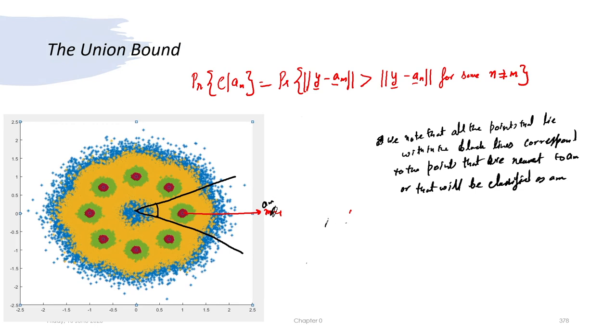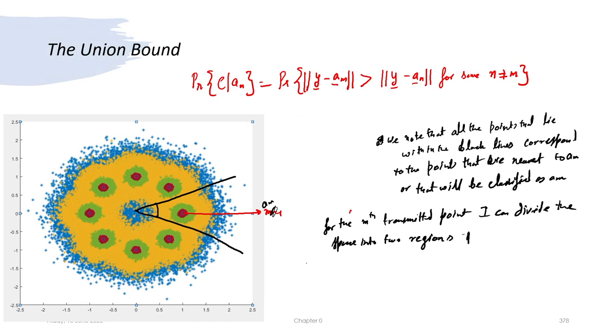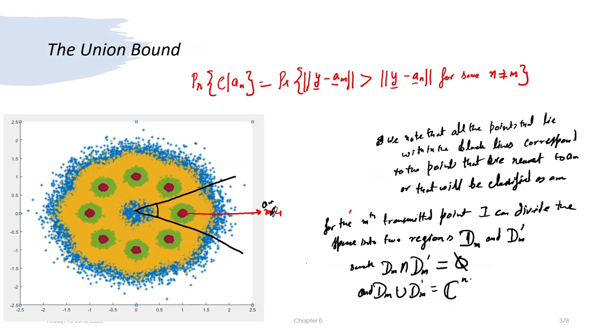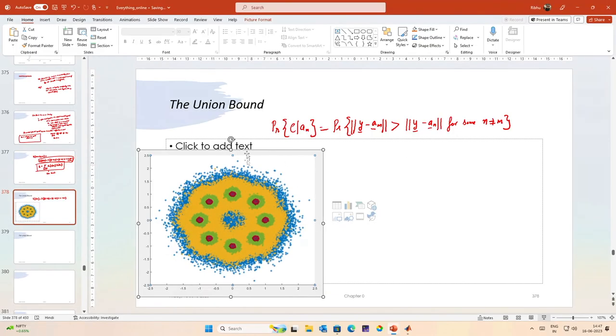So, I can say that for the mth transmitted point, I can divide the space into two regions, DM and DM complement, such that DM intersection DM complement is the null set, and the union of DM and DM complement is the n dimensional space that I am interested in. Fine. So, I can divide the entire space into these two regions.